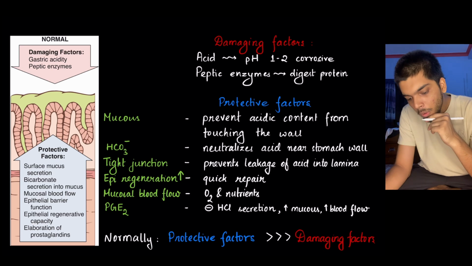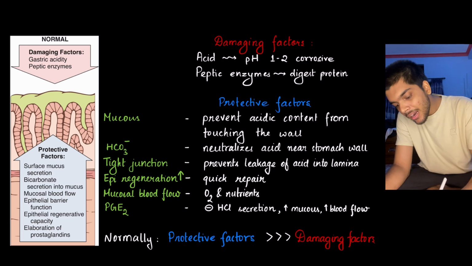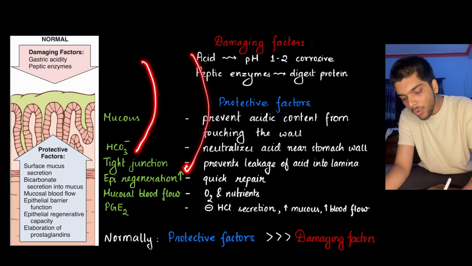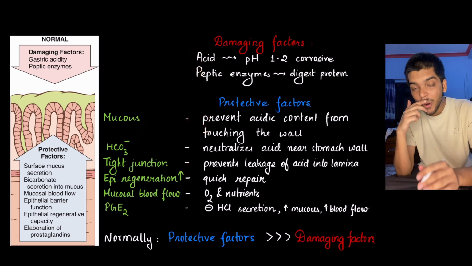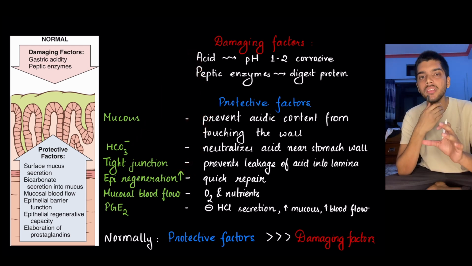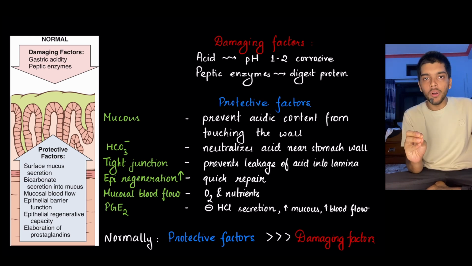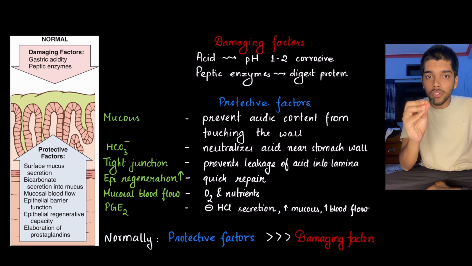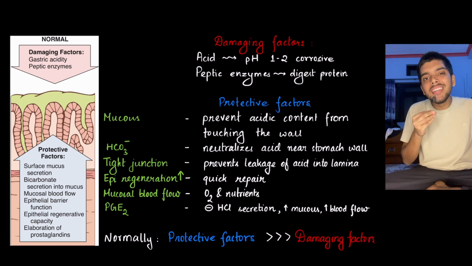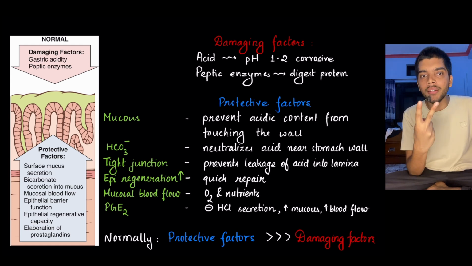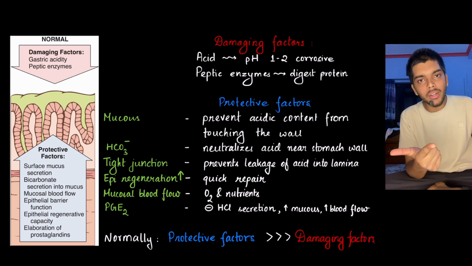Now, what I'm talking about is the condition of the wall of the stomach along with all these four layers: mucosa, submucosa, muscularis propria, and adventitia. The condition of these layers within the stomach wall, or shall I say, the condition of the stomach wall itself, is determined by two factors. They are your damaging factors and protective factors.